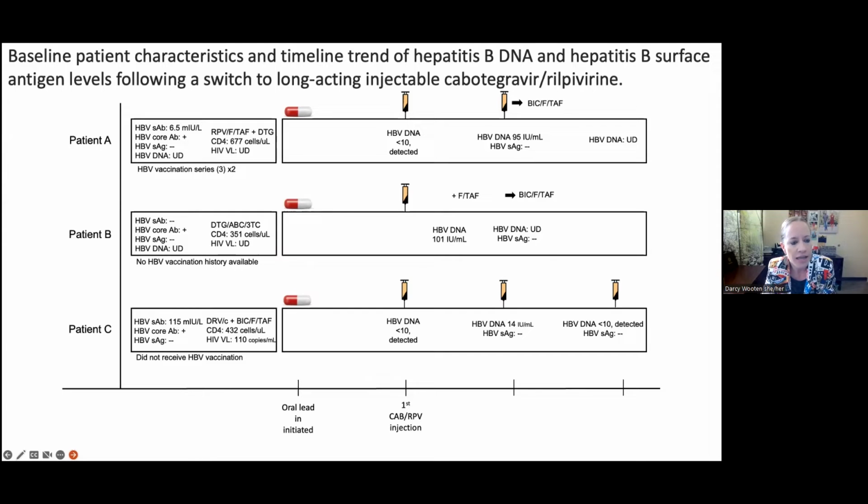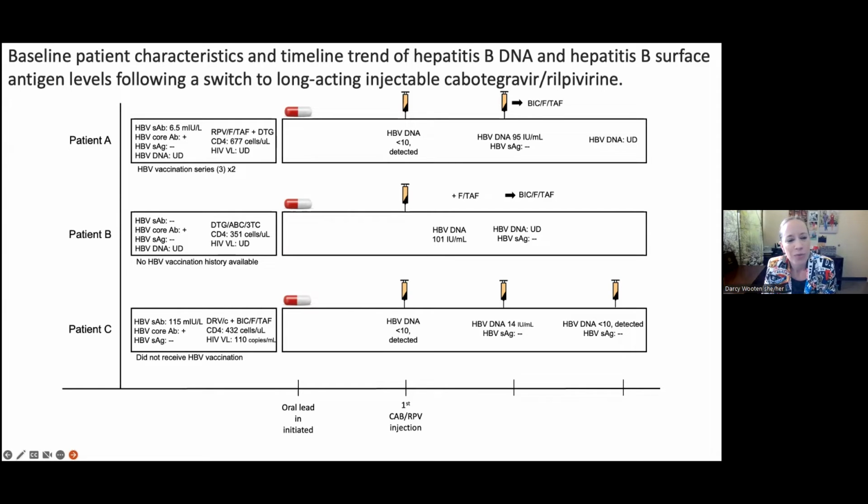So patient A at baseline had, of course, core antibody positivity, and a surface antibody of 6.5, which we wouldn't define as a quote-unquote seroprotective level. They were surface antigen negative, and their hepatitis B viral load was undetectable. This person had received the hepatitis B vaccination series, the old one that we're using, of 3 doses. They had received that twice prior in their medical record.